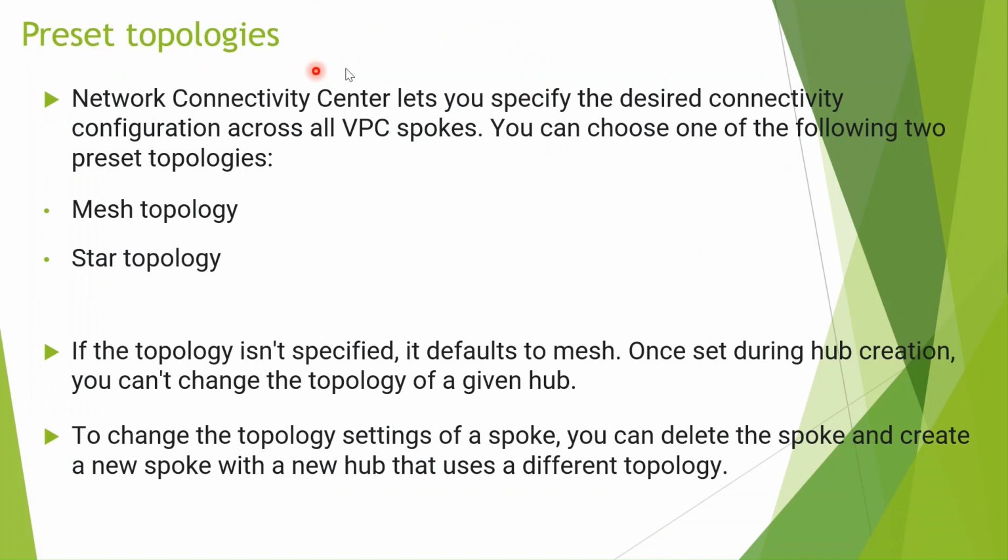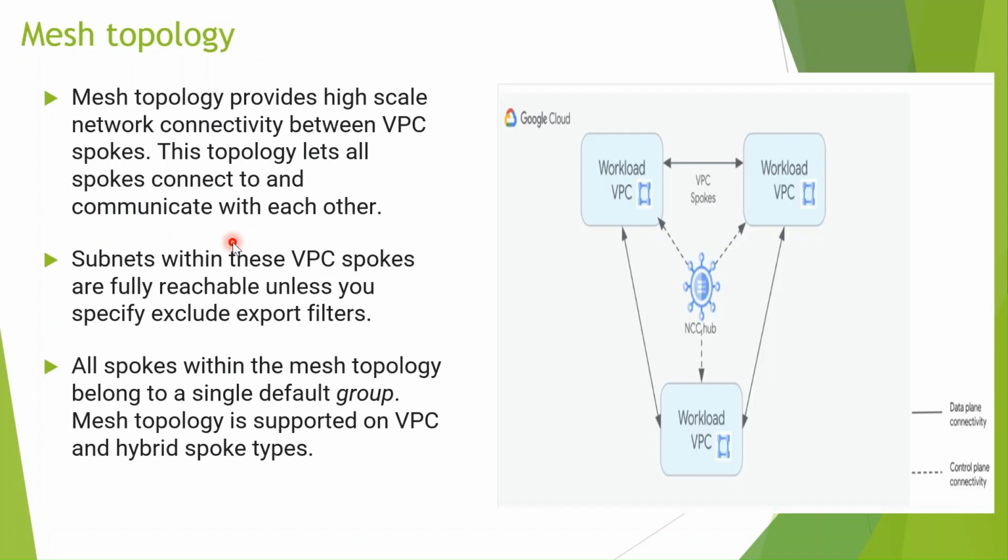After that, there are two topologies provided by Network Connectivity Center for our VPC spoke. One is mesh topology and the other one is star topology. So when you create a hub, you have to choose which topology you want to use. If you don't specify anything, it will default to mesh. If you create via CLI, it will default to mesh only. Once it's created, we cannot change the topology of a given hub. If you want to change it, you have to recreate it. To do that, as I told you, we have to delete the spoke and create a new spoke with a new hub that uses a different topology. So there is some difference between mesh and star. In this video, I will cover mesh only, otherwise it will become a very long video. In the next video, I will cover star topology.